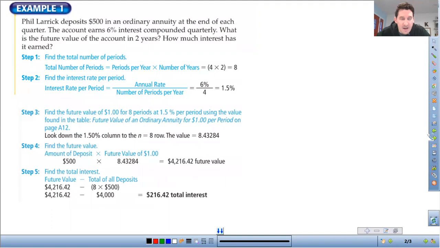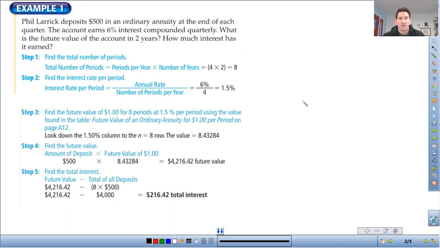We have Phil Larrick, who deposits $500 in an ordinary annuity, having trouble with that word today, at the end of each quarter. The account earns 6% interest compounded quarterly. What is the future value of the account in 2 years? How much interest was earned?